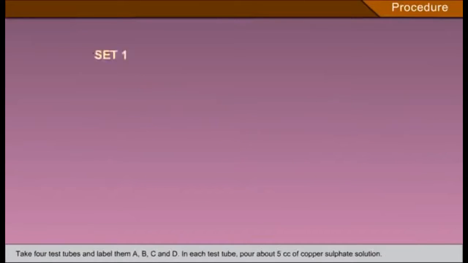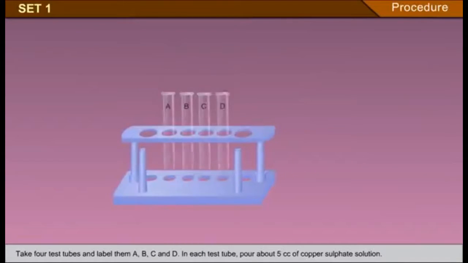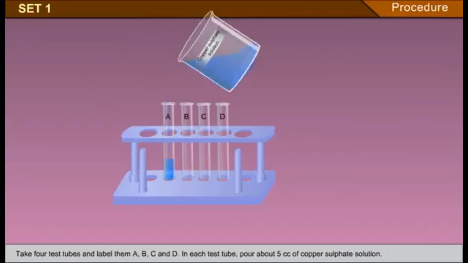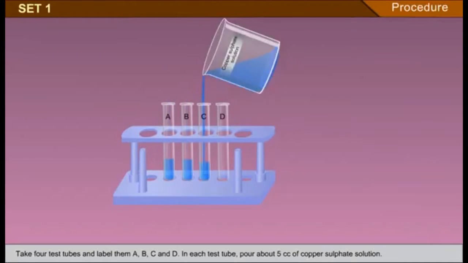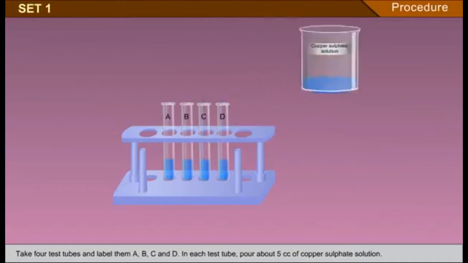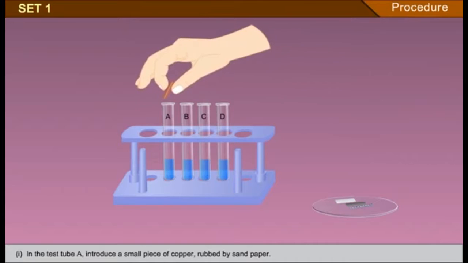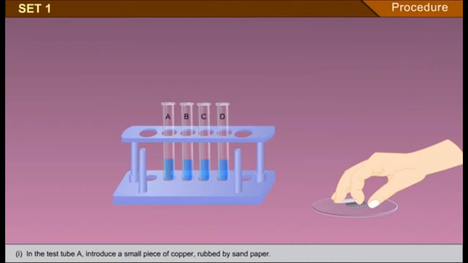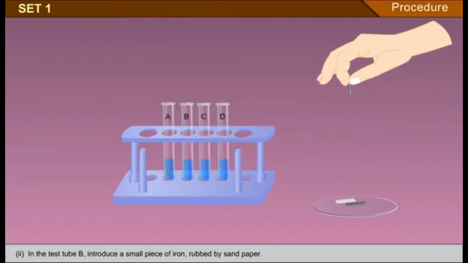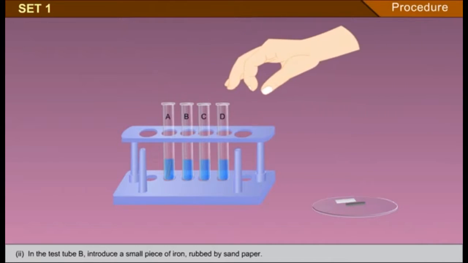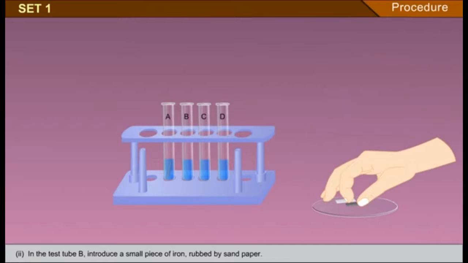Set 1. Take 4 test tubes and label them A, B, C and D. In each test tube, pour about 5 cc of copper sulfate solution. 1. In the test tube A, introduce a small piece of copper rubbed by sandpaper. 2. In the test tube B, introduce a small piece of iron rubbed by sandpaper.